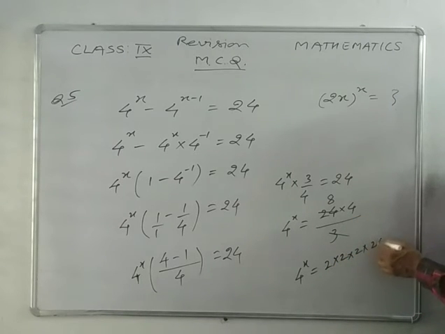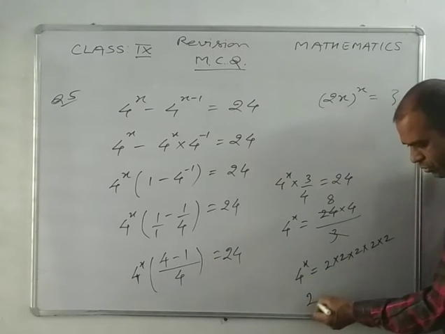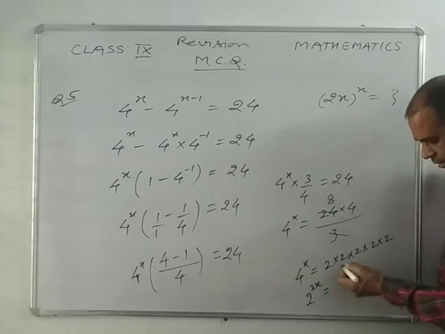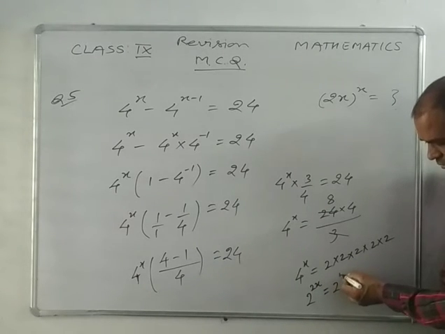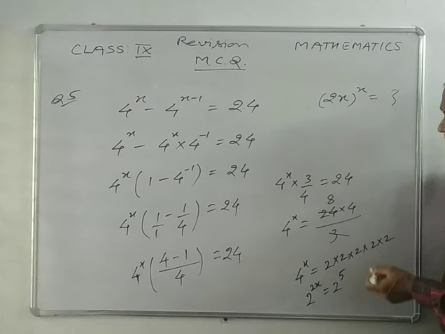In the next term 4 to the power x, and 8 can be written 2 into 2 into 2. Here 4 can be written 2 to the power 2, and again power x, so 2x. Here 2 to the power 5. Then again we should compare. Here bases are same, then powers should be same. So 2x equal to 5, then x equal to 5 by 2. The value of x is 5 by 2.